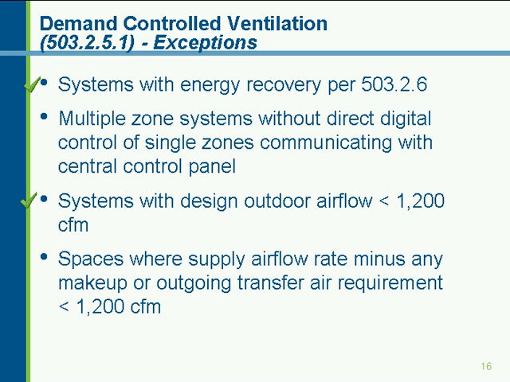And if you've got a space where the supply airflow rate minus any makeup or outgoing transfer air is less than 1,200 CFM. An example of this might be a dining room which is transferring air to a kitchen hood exhaust system. So the dining room is providing the makeup air, so there is less than 1,200 CFM left to do the demand control ventilation. You can't turn down any lower, otherwise you won't be providing enough makeup air for that kitchen. That would be an example.